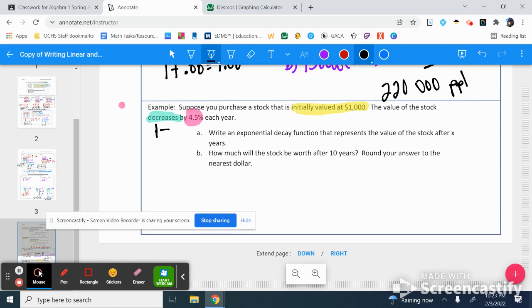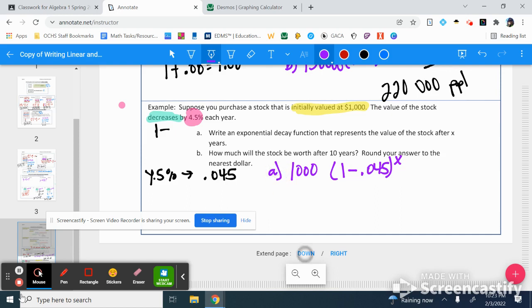So let's start with that. 4.5% converted into a decimal. If you take 4.5 and you divide by 100, it gives you 0.045. Please be careful, 0.45 is going to be equal to 45%, not 4.5%. Because the problem is decreasing, I know that what I'm going to multiply by is going to be 1 minus 0.045. And then it says after x years, so I'm going to leave an x in. My initial value was 1,000.